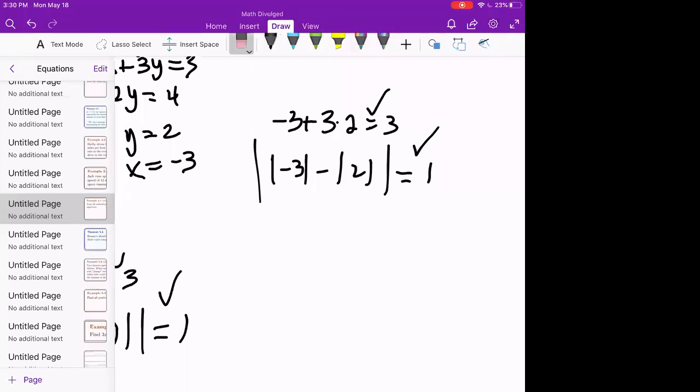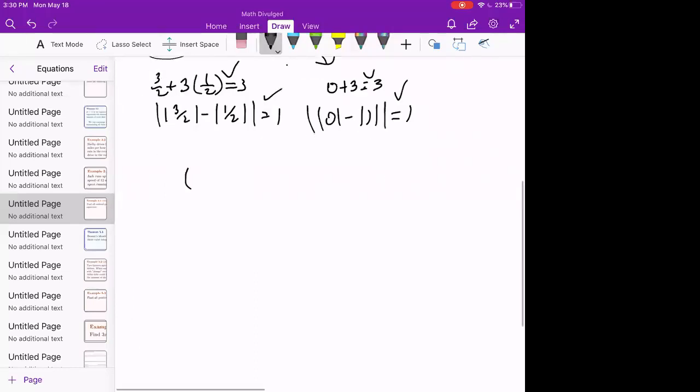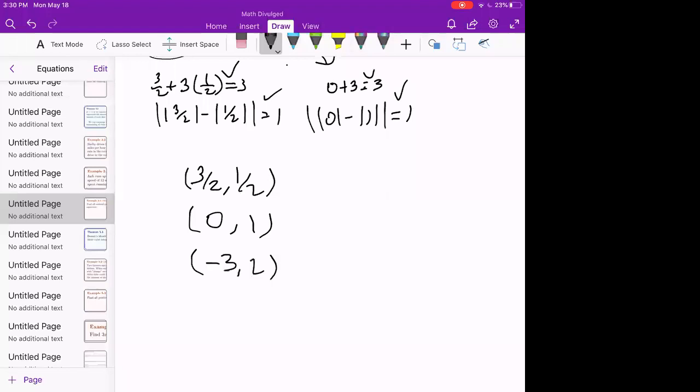So in the end, we have 3 solutions that work, and that's going to be 3/2, 1/2. This is one of our solutions. Second one is 0, 1, and then the last one is -3, 2. So these are our 3 solutions.